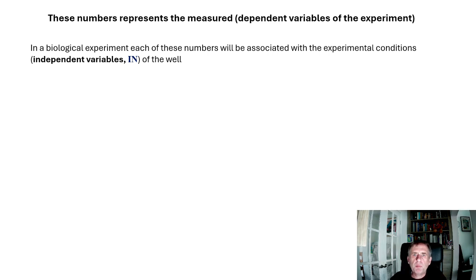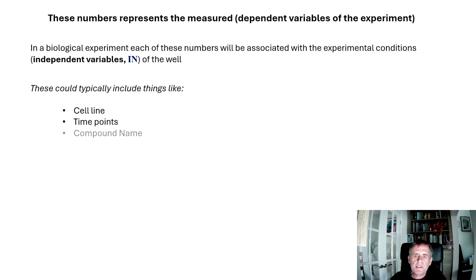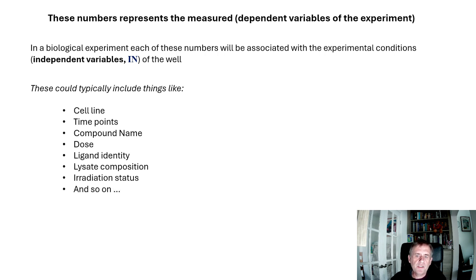And as you know, if you're a biologist, these independent variables can typically include many things like cell line, time points, compound name, dose, ligand identity, lysate composition, irradiation status, and so on and so on.